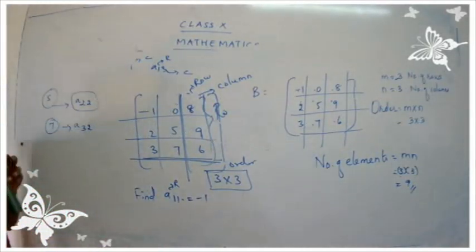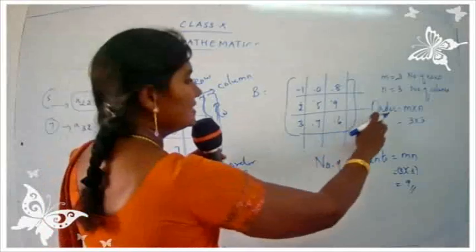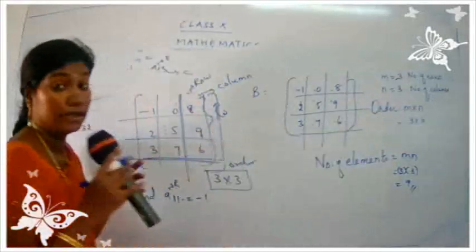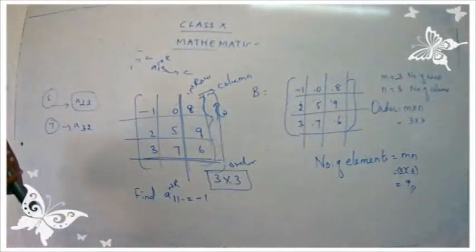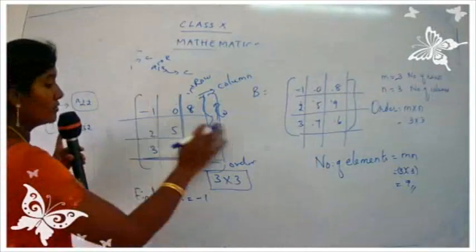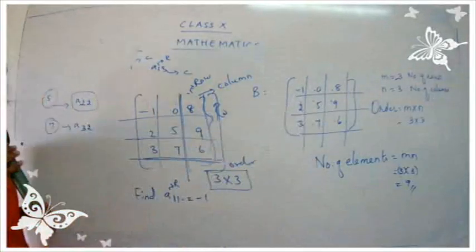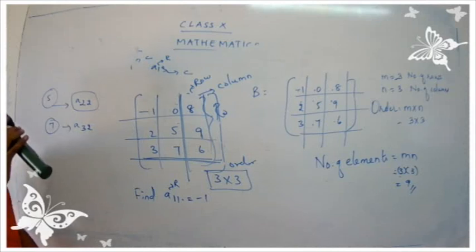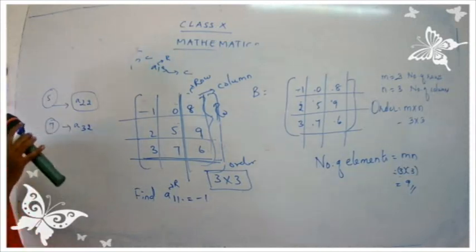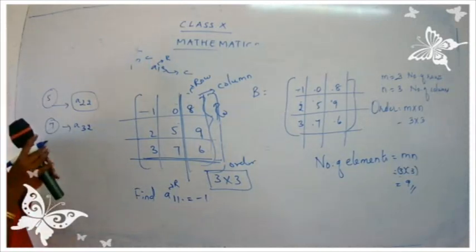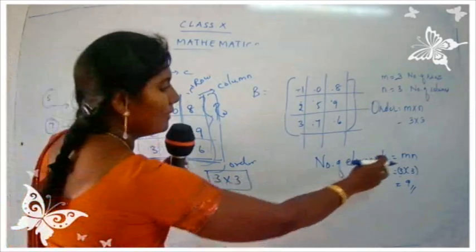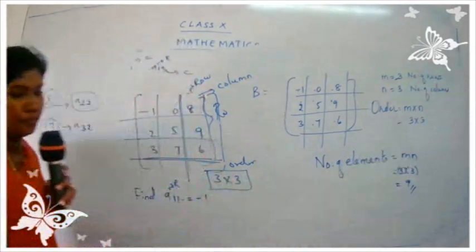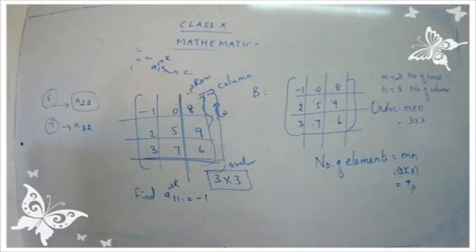How to write the order? You have to write the order as m cross n. You have to write the number of rows and the number of columns. Do not multiply for order. How to find the number of elements? You have to find the number of elements by multiplying the rows and columns. 3 3s are 9. Clear, children?